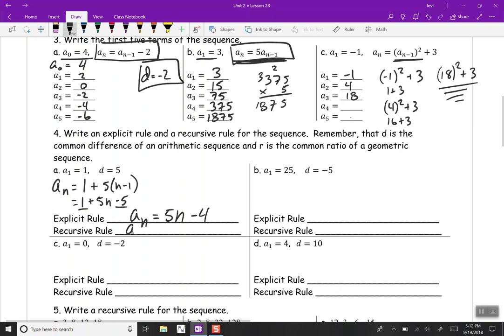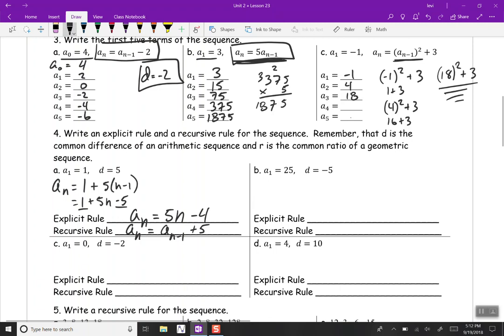Our recursive rule is just a sub n equals a sub n minus 1 plus our common difference, plus 5. Those are really easy to make. You don't have to do any work.